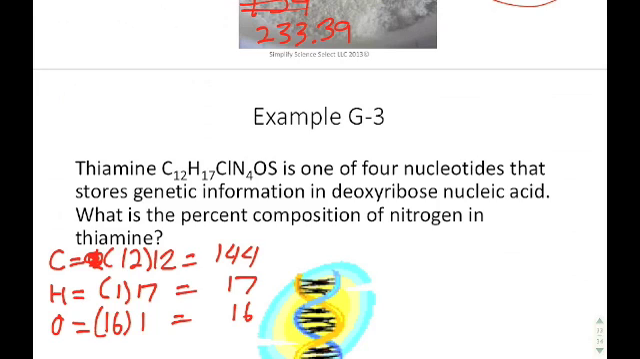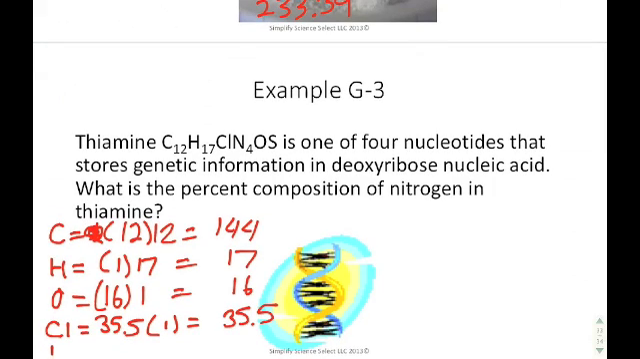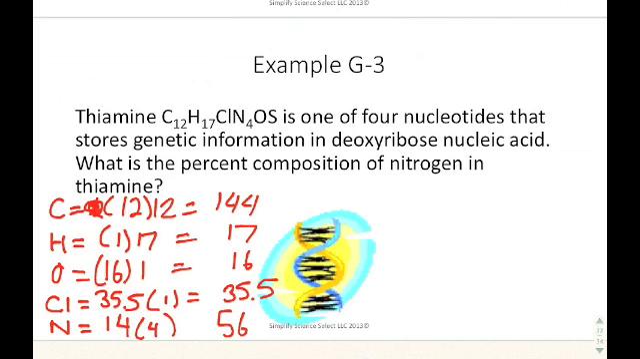If we keep going, we've got chlorine, which has a mass of 35.45. We'll call it 35.5. And there is only 1 of those. 35.5. Okay, next you would do nitrogen. And nitrogen there's actually more of. It's 14 times 4, which is 56. And then finally you have sulfur, which is 32, and there's only 1 of.